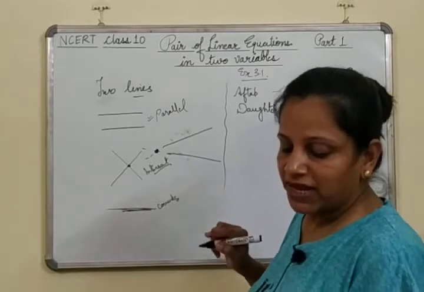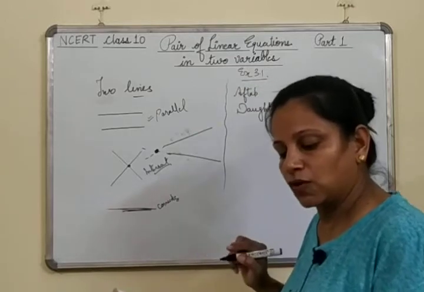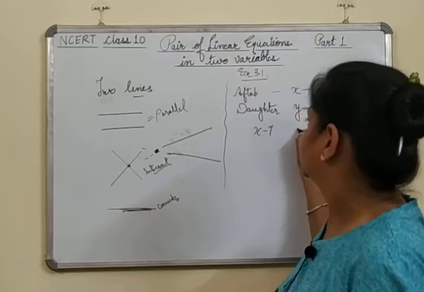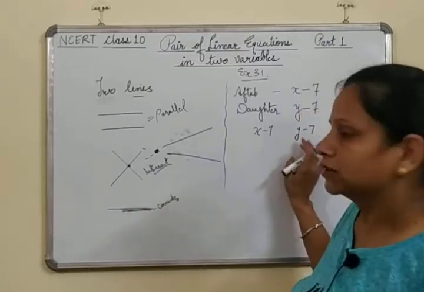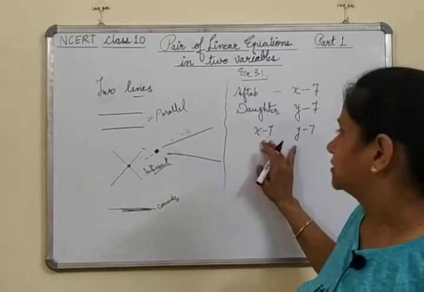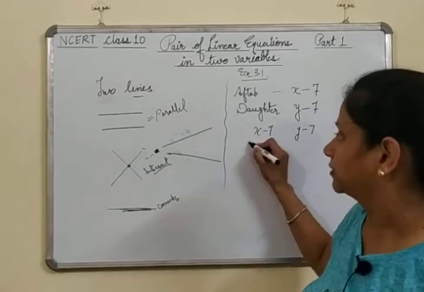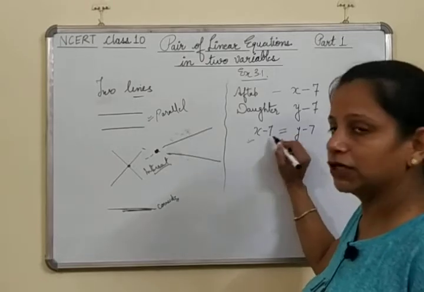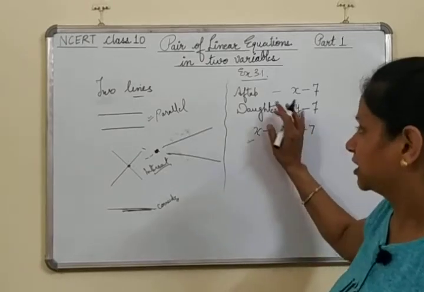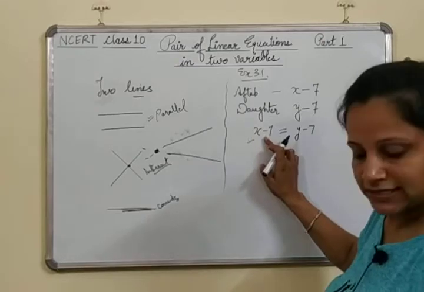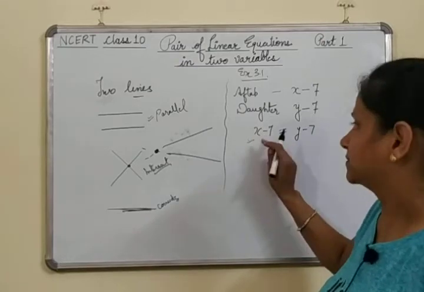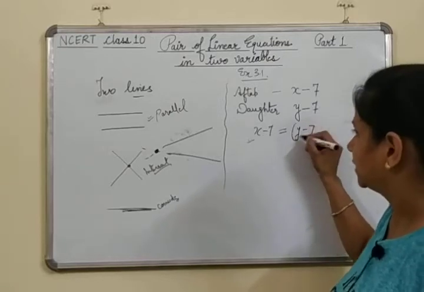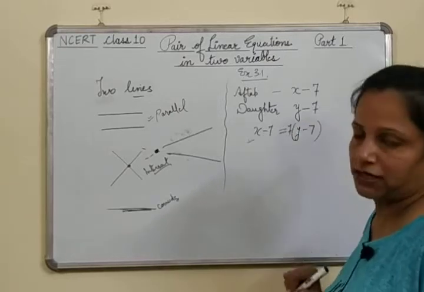7 years ago, I was 7 times as old as you were then. See, this is Aftab's age, this is the daughter's age. आफ्ताब की एज है, डॉटर की एज है, कौन सी एज बड़ी होगी इसमें? आफ्ताब की नेचुरली. To equate these two expressions, इनको इक्वल करने के लिए हमें क्या करना होगा? Aftab says that I was how many times? 7 times. This is 7 times more than this age. That means to make it equal we multiply 7 by daughter's age.